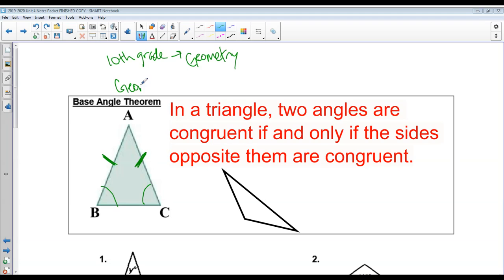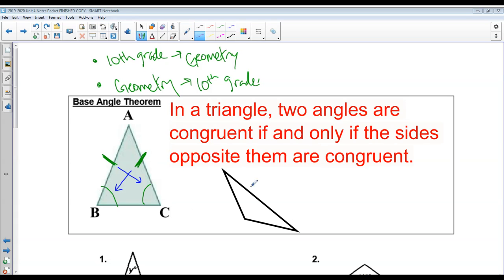But if it works the other way around, if I also say if you're in geometry, you must then also be in 10th grade, that's what if and only if means. It means if it works this way, then it also has to work this way. So it goes both ways. If the sides are congruent, then the angles have to be congruent. And if the angles are congruent, then the sides have to be congruent. A way that I like to visualize this is to draw an arrow down here, and it points you at the two congruent angles.